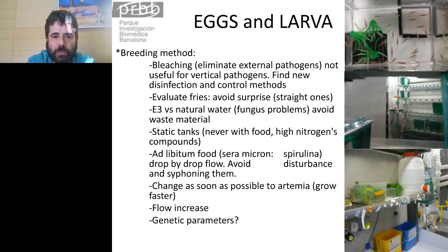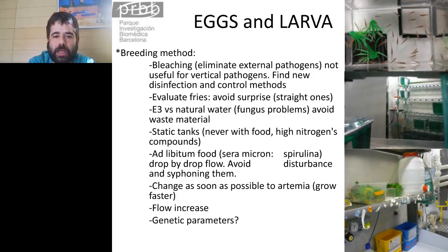So yes, going on with the breeding method, we are going to use the bleaching protocol to eliminate external pathogens. This bleaching method is really useful for this kind of pathogens, but not for the vertical ones. So maybe we should find new disinfectant methods and control the quality of the eggs. When the eggs hatch, we have to evaluate our larvae to avoid surprises with them, so we choose the striped ones. We are going to put these larvae in a petri dish with natural water. We don't have a fungus problem, so we avoid using embryo media.